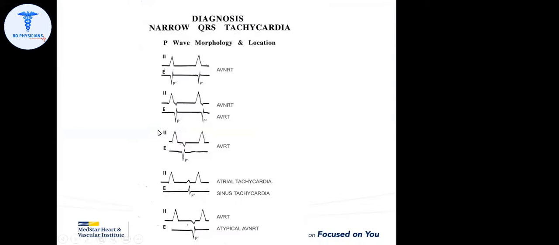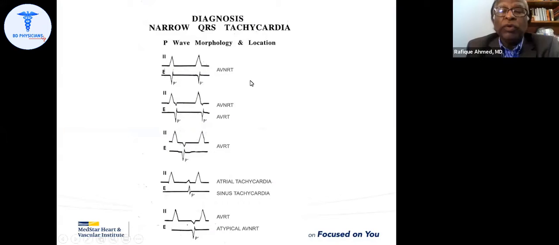Okay, sir. Thank you. Okay, now you remember that we talked about looking at the morphology of the P wave, which is important. Once we determine the tachycardia, we can look at the P wave location. This is the ECG and this is the esophageal electrogram. So AV node re-entry, what will happen? The P wave will be inside the QRS complex, so you will not see it, or you can see it immediately after the QRS complex.